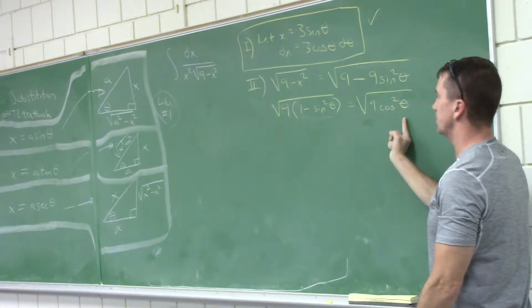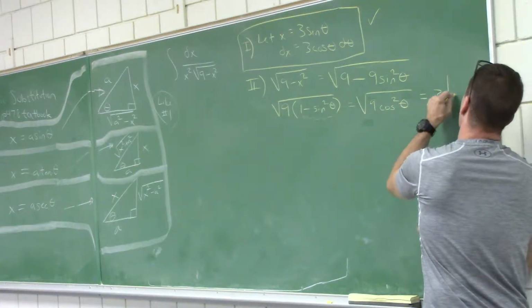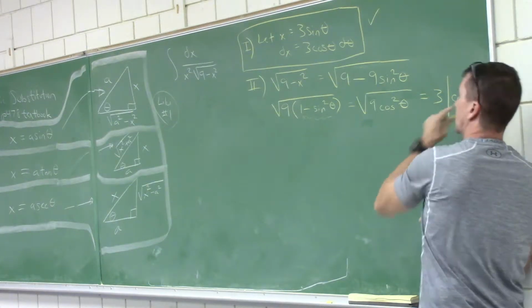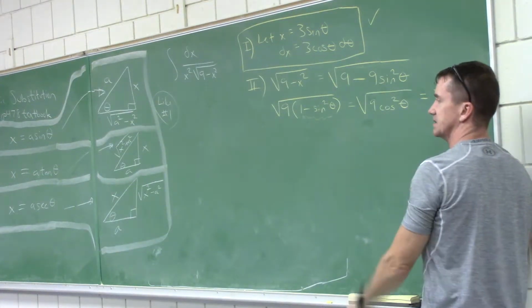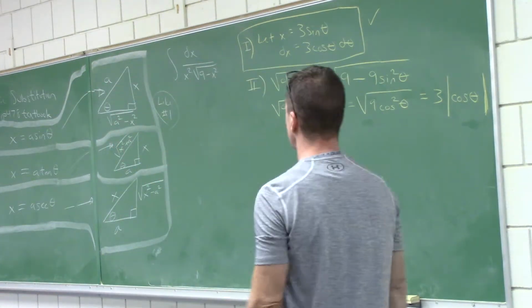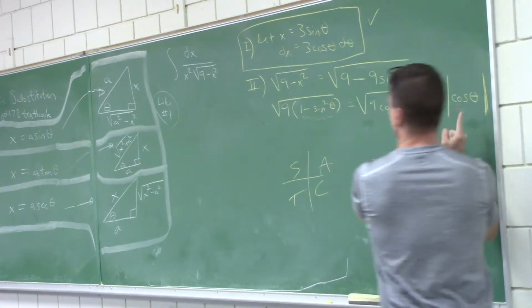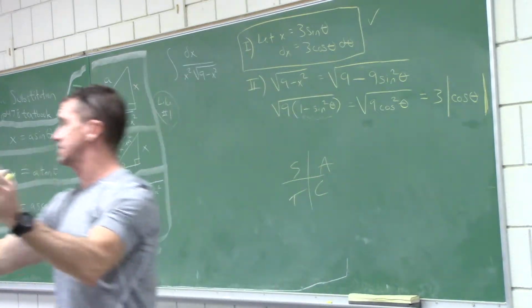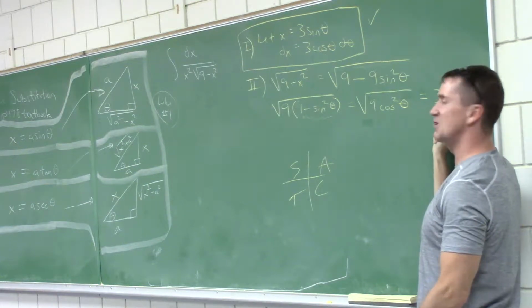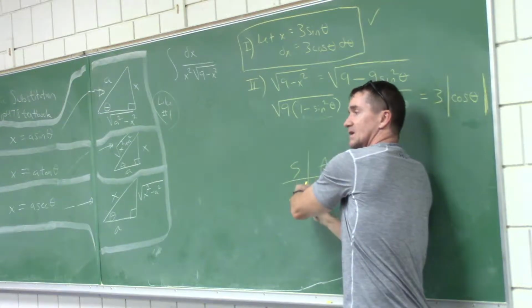I'm going to write it like a true math geek: 3, absolute value bars, cosine theta. I know. But we can take off these bars as long as we talk about what theta is. Does anybody know where cosine's positive? Which quadrants? You know, all students take rec. We're going to do this integral, and none of us want those bars there, right? But where's cosine positive? Quadrant 1 and quadrant 4.